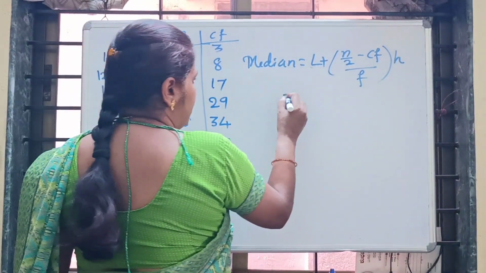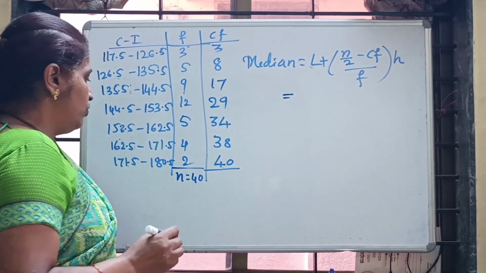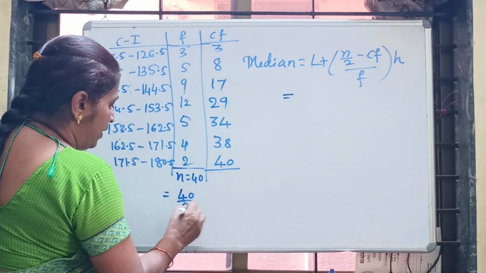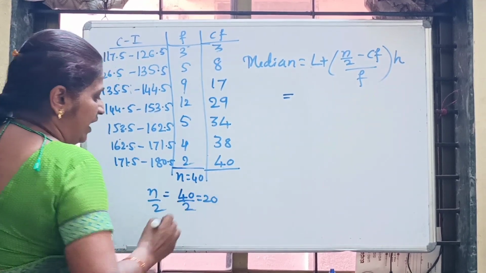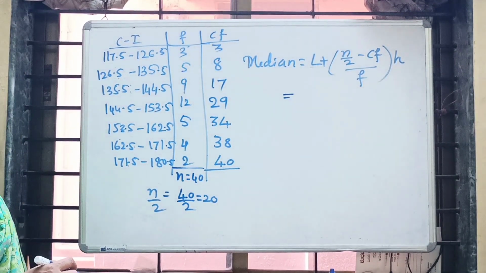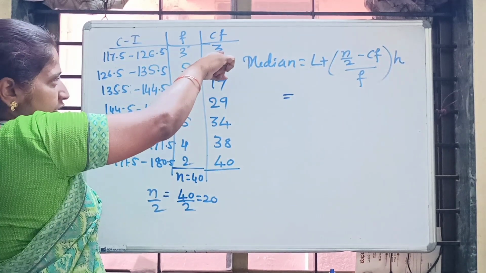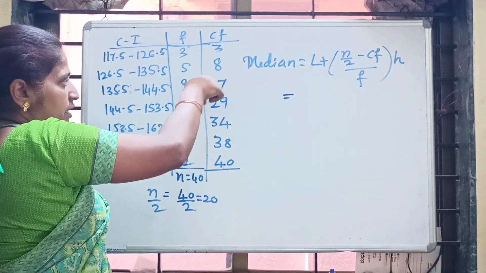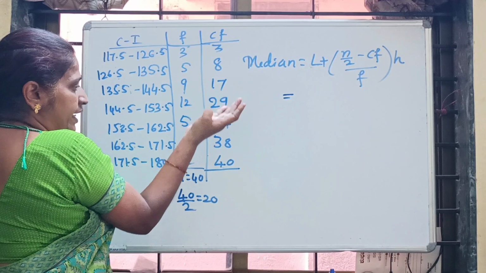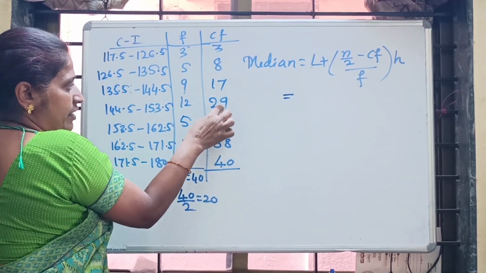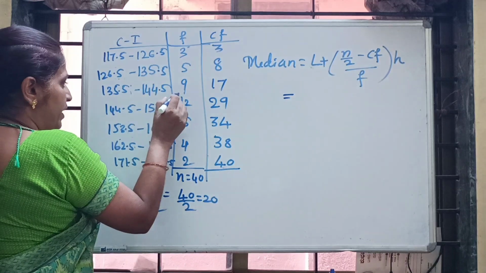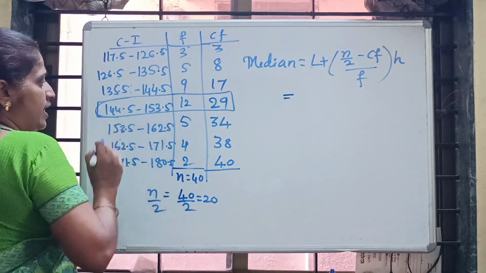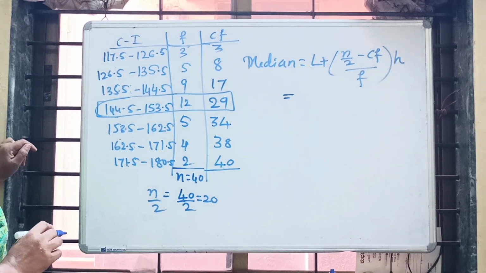To find the median class we should find n by 2, that is 40 by 2, 20. Where does the 20th score lie? Here there are 3 leaves, here 3 plus 5, 8 leaves, here 17 leaves. So the 18th leaf, 19th leaf, 20th leaf come in this class. So our median class is 144.5 to 153.5, children. So that is the median class.